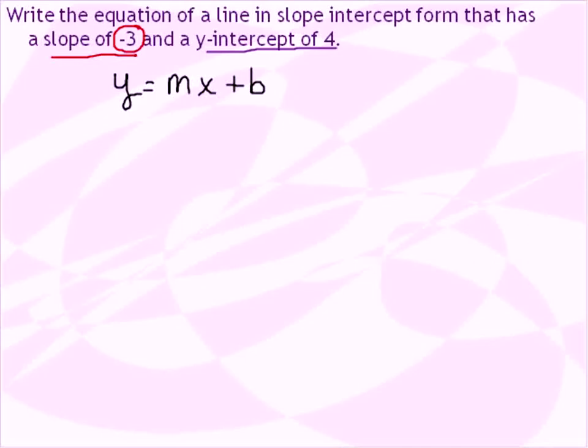All you have to do is fill in the slope and fill in the y-intercept. And for some reason, students like to make this harder than it is. So what we do is we fill it in. We get y equals -3x plus b, which is 4. And that's your equation. All right, moving on. You can pause if you need to.